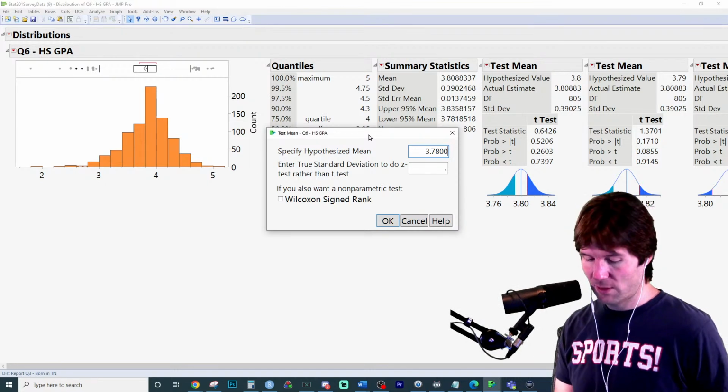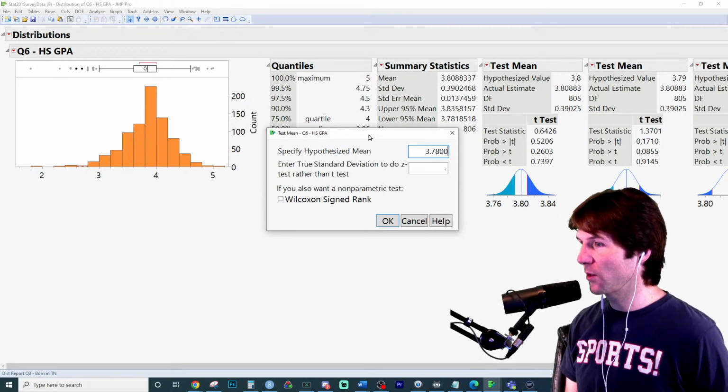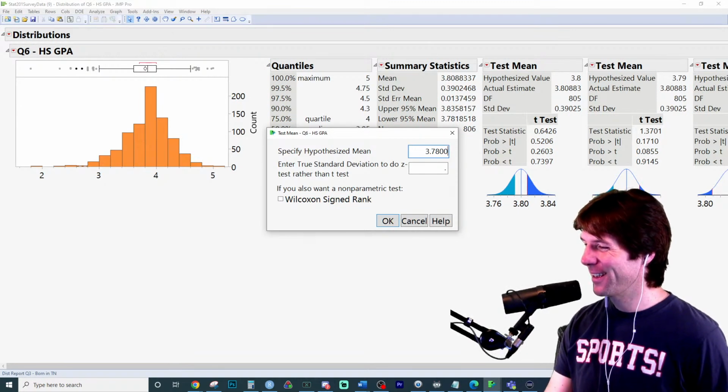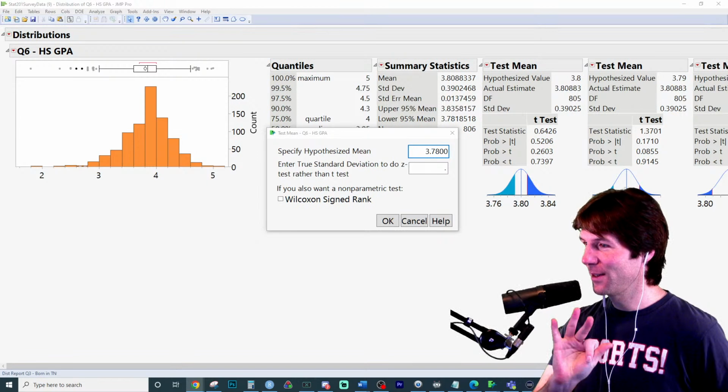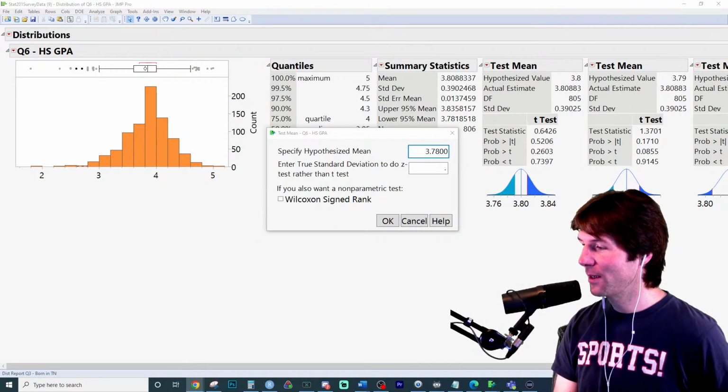So what would you guess? It's just barely outside the interval. I want to see if someone gets closer than me. I always like that. Here you go, 5, 4. The p-value, you're trying to guess the p-value.